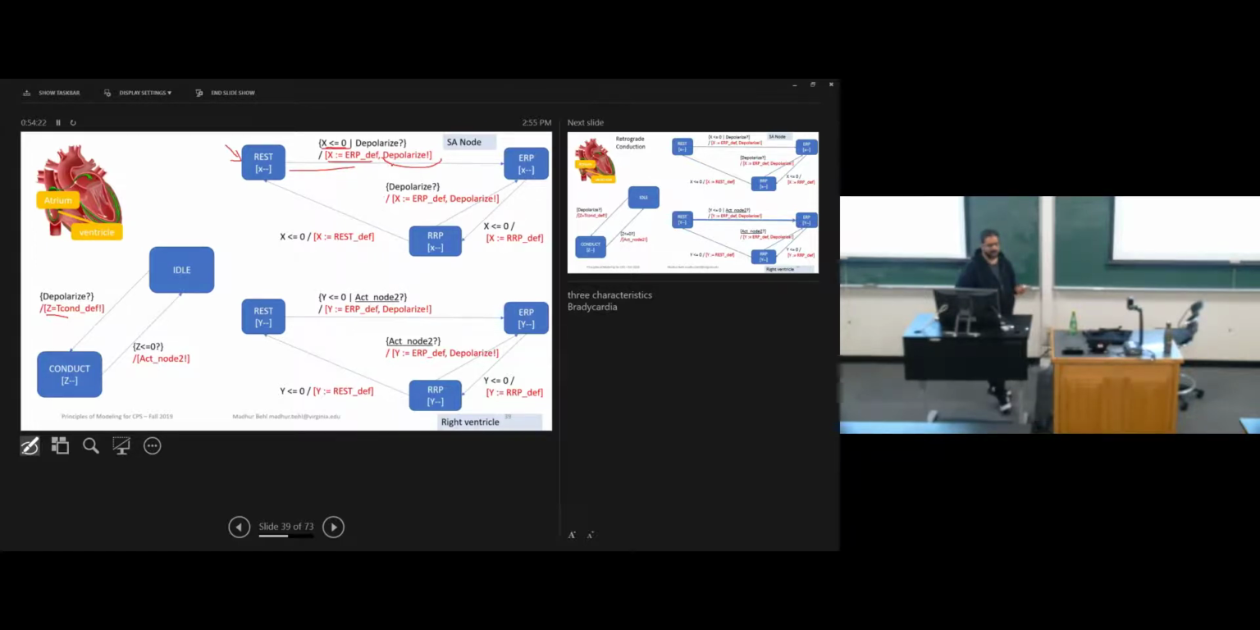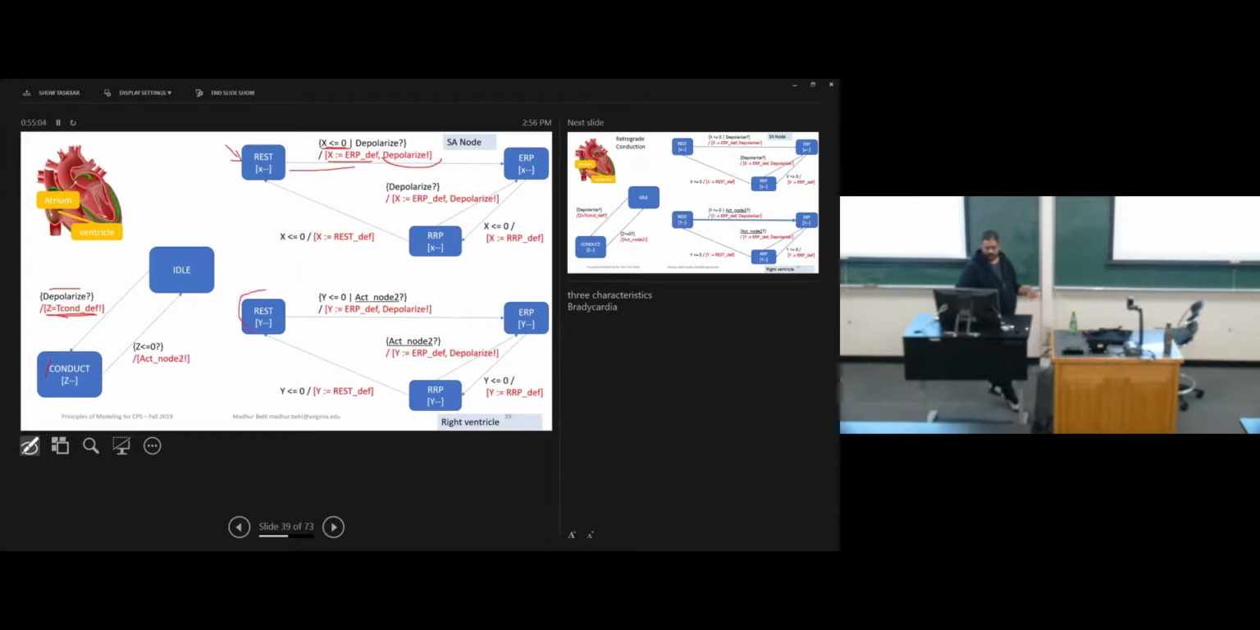And who is listening to this message now? It's my path automata. In fact, the only guard condition is if you hear from the SA. There's no clock here. Otherwise, you remain idle. There's no reason to propagate anything. When you do hear this depolarize message from the SA node, you go into the state or location called conduct. And the reset is that you're setting the clock. Actually, this is incorrect. This should be a definition rather than an assignment. So we assign Z to a conduction delay value, and we move into this new location called conduct.